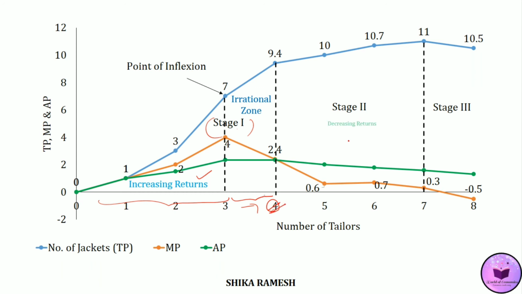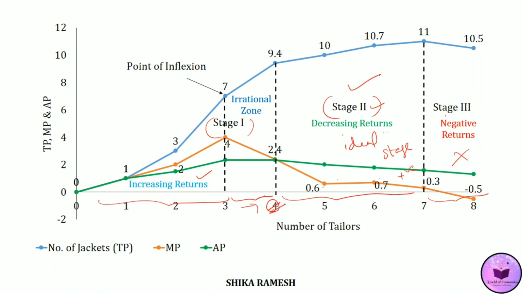And then comes the second stage, which is this portion, wherein the total output is increasing at a decreasing rate, whereas the marginal productivity, though it is declining, is still positive. So the second stage is the ideal stage for production for any rational producer. And the third stage is this portion, wherein the total output is falling and the marginal productivity is negative. So the third stage shows negative returns, and no producer will be producing in the third stage because it's obvious that no producer will want to have negative returns. So a rational producer will produce in the second stage.